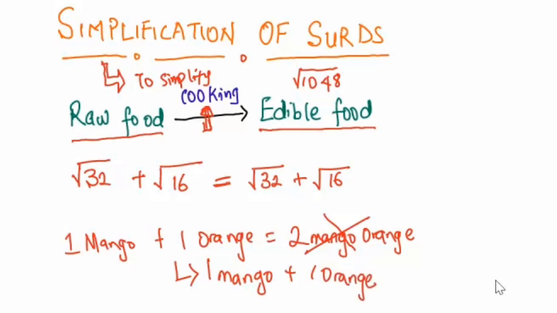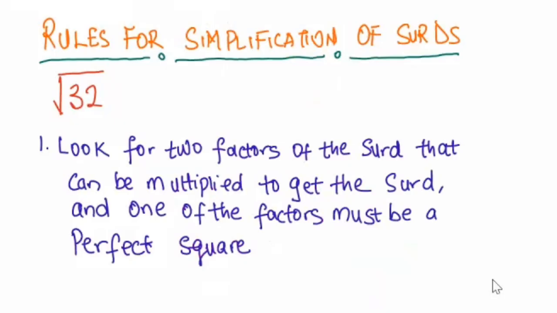But after we have learned simplification of surds, we can now see how we can add these two surds or any surd we see. So moving on, we have root 32. We want to look at the rules for simplifying surds so that we can possibly add or subtract them. Now, what's the first rule? The first rule is that you are going to look for 2 factors of that surd that you can multiply to get that surd, and one of them must be a perfect square. So there are 2 key terms I'm going to explain in this first rule.